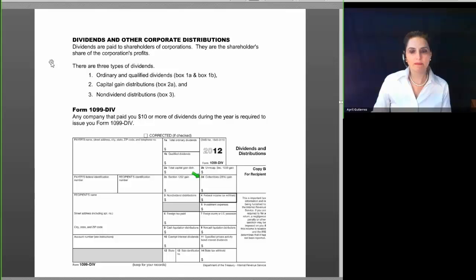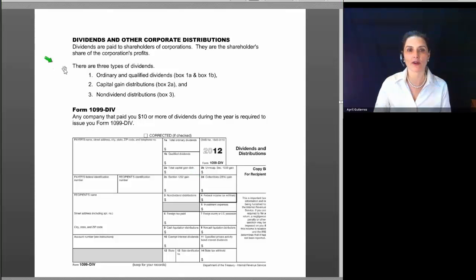Okay, the next topic we're going to talk about is dividends and other corporate distributions, and we're moving now on to the 1099 DIV. 1099 DIV and 1099 INT are required to be issued when $10 or more of income was made to a taxpayer during the year from the payor. If your client received only $5 of interest income for the year from their bank, or only a penny of interest from their bank for the year, they wouldn't get a 1099 INT. There is a threshold amount at which the form is required, and that amount is $10.